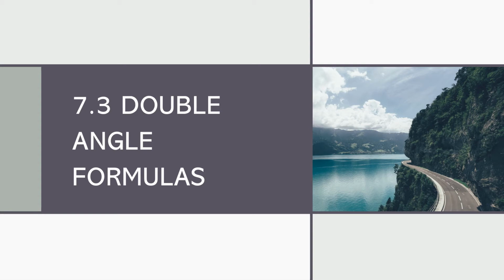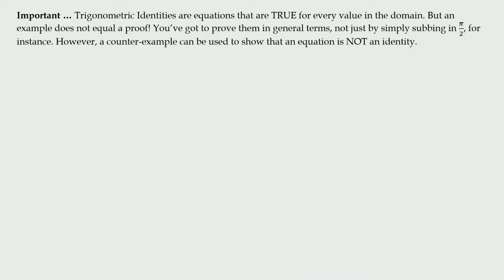Today we're going to talk about double angle formulas. Important: trigonometric identities are equations that are true for every value in the domain. So I'm going to give you a general example for that. If I say everyone in your class is 17 years old, then that has to be true for every person. That's an identity if it's true for every person.